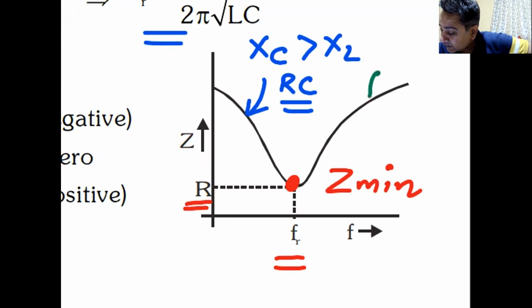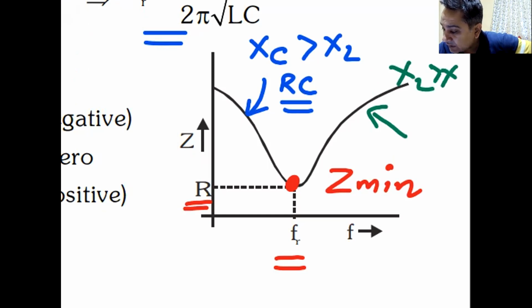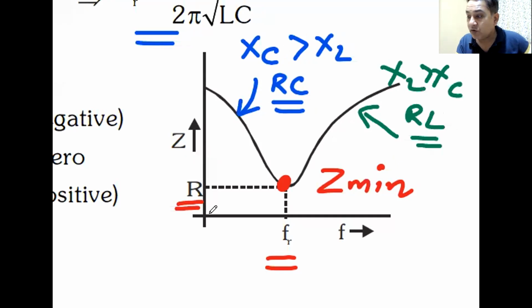Look at the green portion of this graph. At high frequencies, XL is greater than XC, and this behaves as an LR circuit. I hope all of you understand this. Please draw this graph in the same way that it is drawn here. You can write on the left hand side, XC is more than XL, RC circuit. On the right hand side, XL is more than XC, RL circuit. Left hand side, low frequency. Right hand side, high frequency.